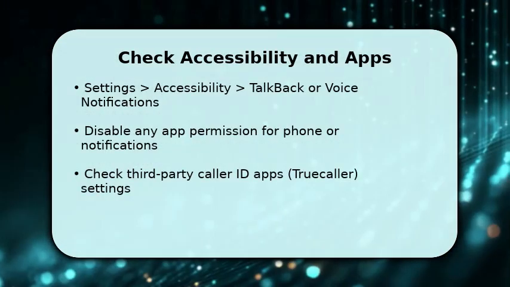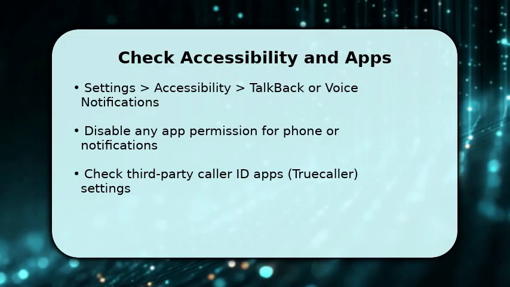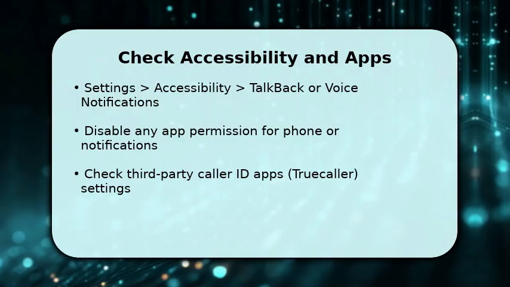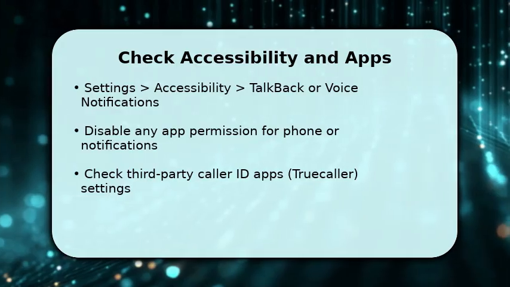Next, make sure accessibility features aren't causing announcements. You should open Accessibility and inspect TalkBack, Select to Speak, or Voice Notification items. Turn those off if they announce calls. Once done, review app permissions for phone and notifications.